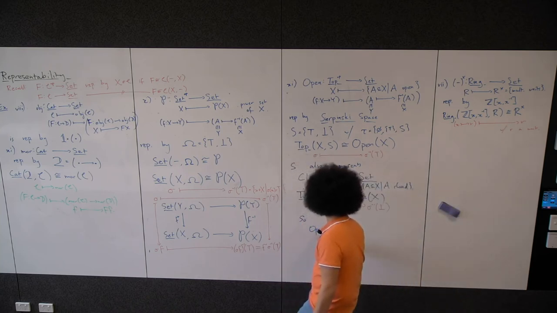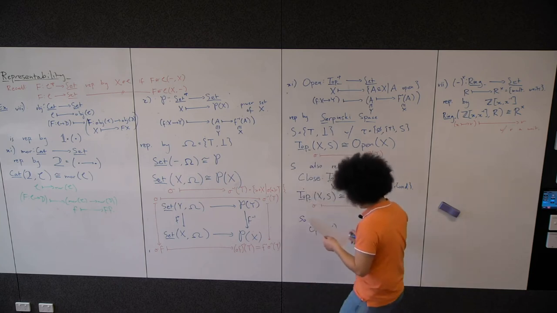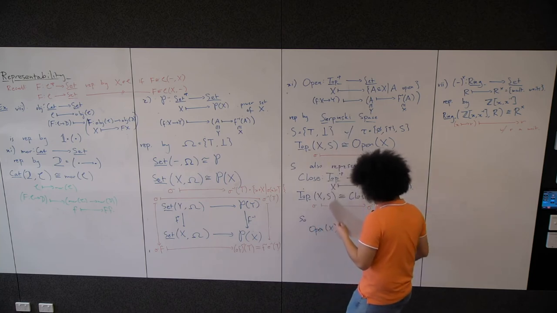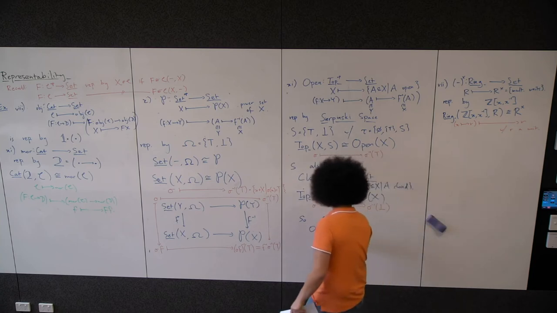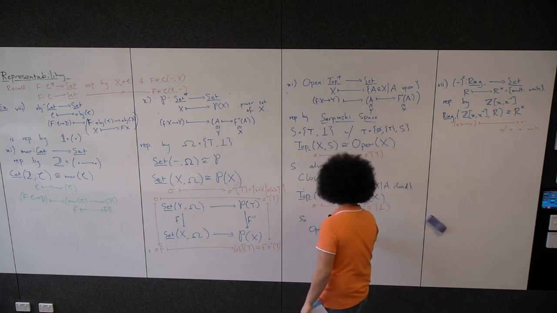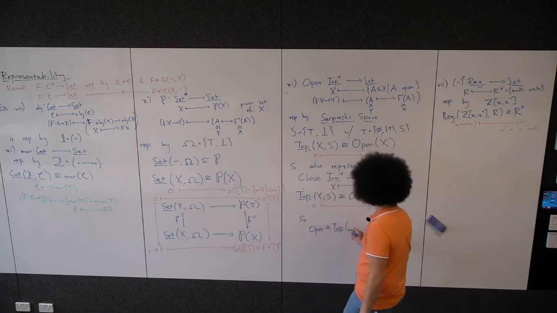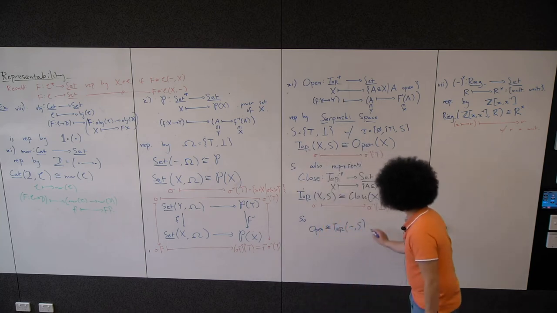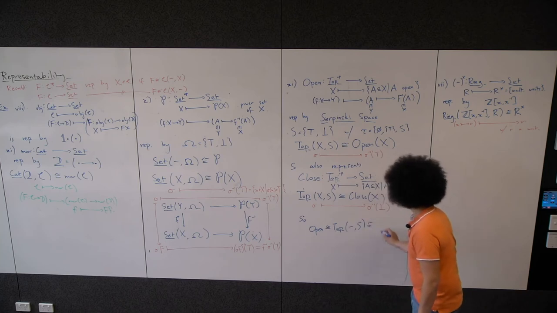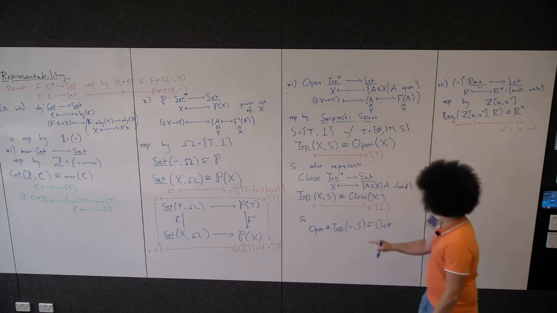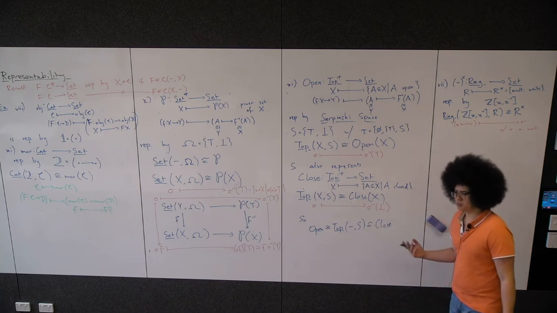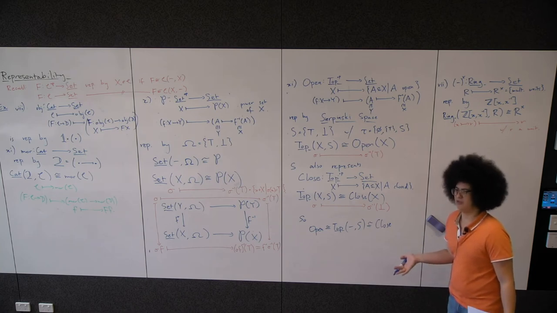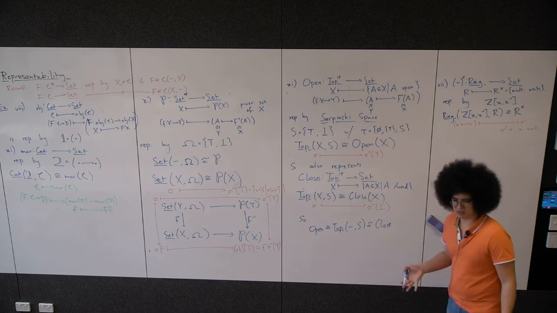Open, X is... how do I want to say this? Right. So let's say open is represented by S, so it's naturally isomorphic to top blank S, which also represents close. And so the functors open and close are naturally isomorphic to each other, which makes sense because if you pick the open sets, you've determined what the closed sets are. And if you pick the closed sets, you've determined what the open sets are.